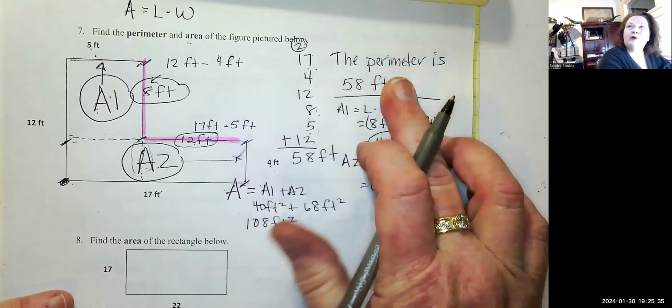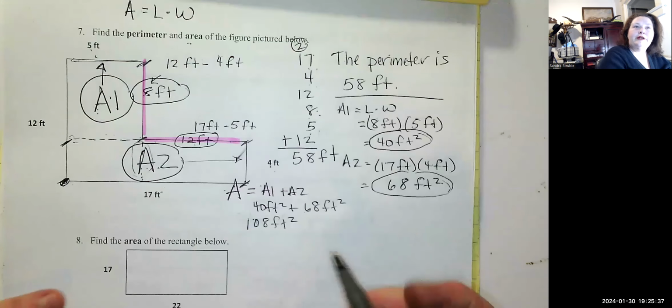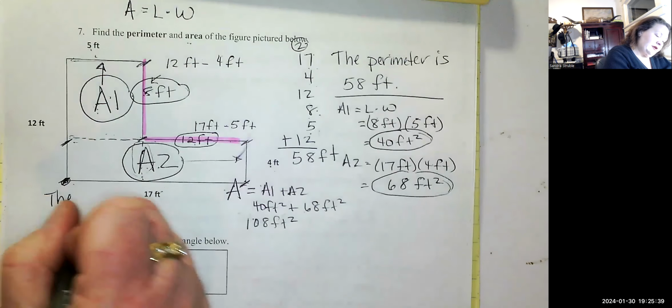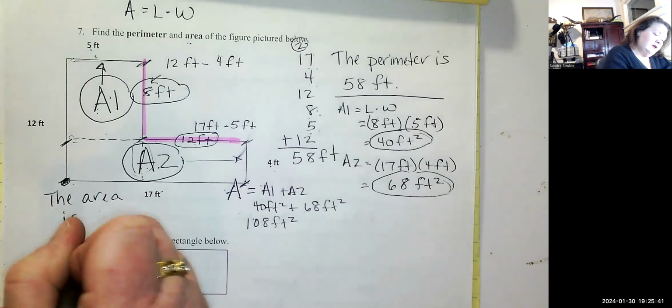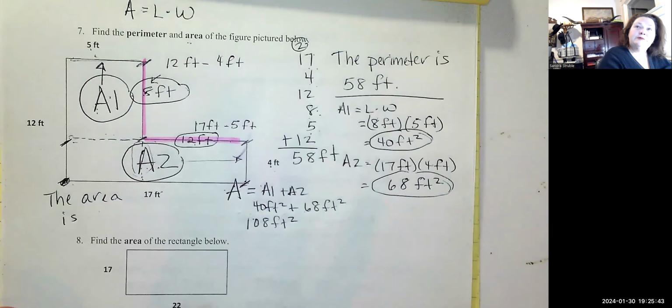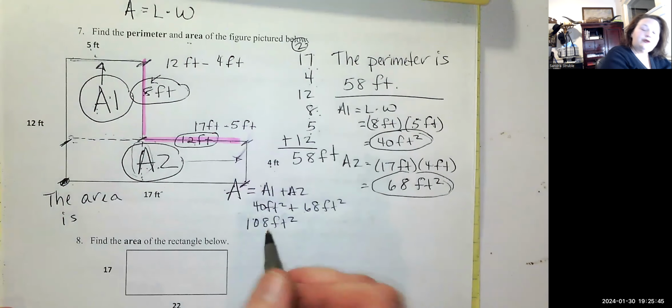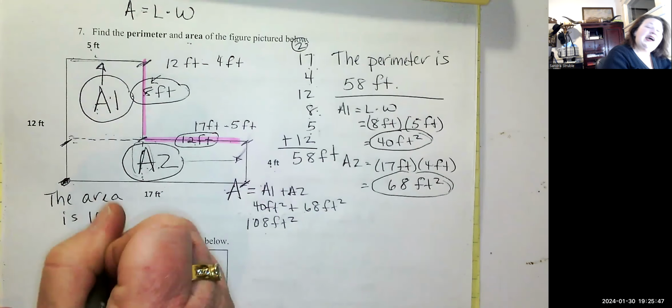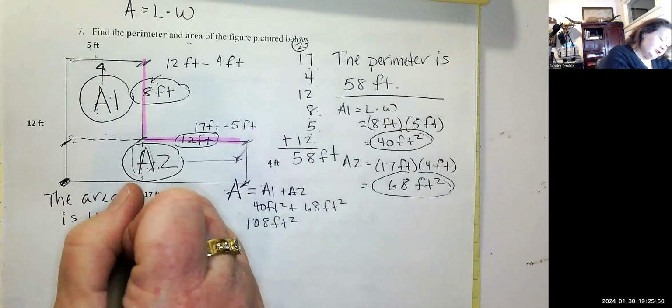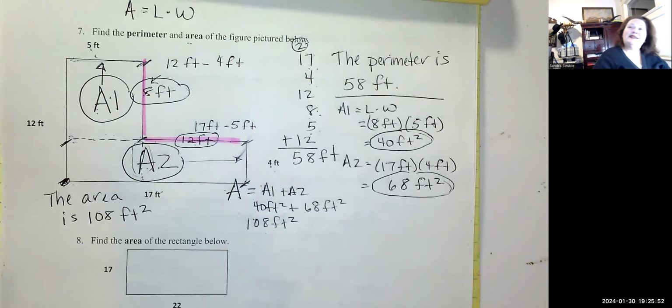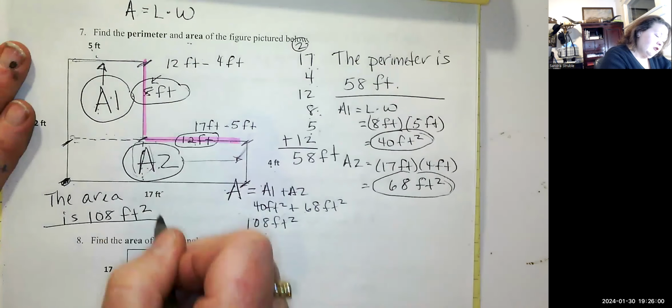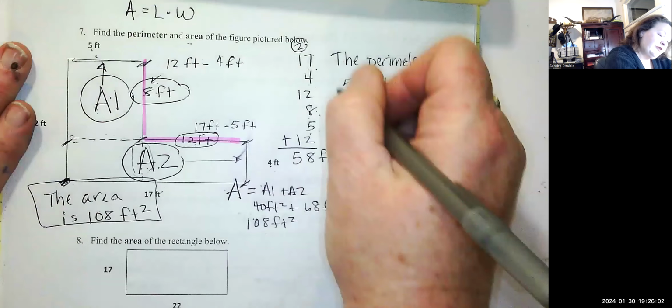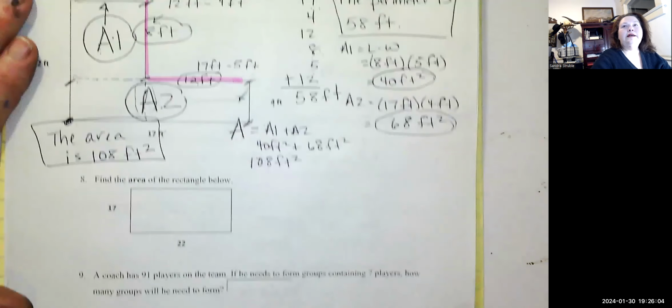We've already written about the perimeter. Now we just need to write about the area. So the area is, and the big part about this is make sure the sentence has the 108, and then the units, feet squared. Remember, area is always, always, always measured in squares: square units, square meters, square inches, square feet. Okay, so there are my 2 answers for that. Let's look at the next one.